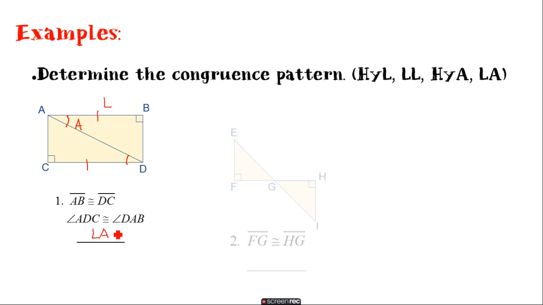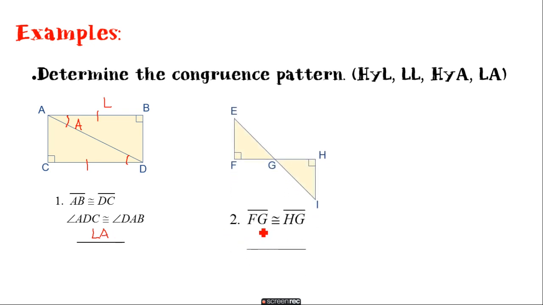Okay, let's look at the second example. We are only given one side here. Side FG is congruent to HG, so this is a leg. And we are given a clue that this angle is equal to this angle because they are vertical angles. So again, this is L and this is A. So, LA.